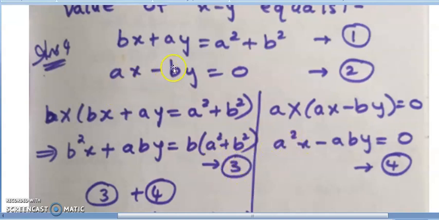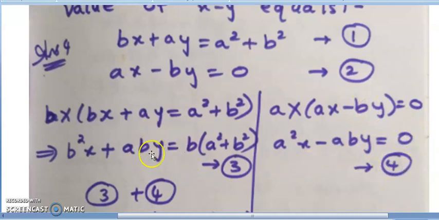Similarly, as I said, here it should be minus ab. Already here we have made plus ab. Now here I have to make minus ab. So multiply this second equation with a. So a into ax minus by is equal to 0. a into ax is a square x, minus a into by is minus aby, is equal to 0. Now third equation, fourth equation.